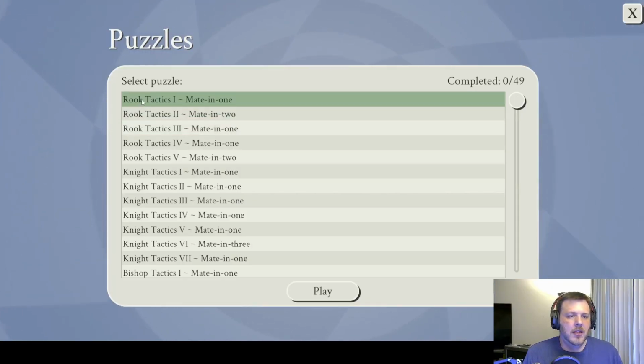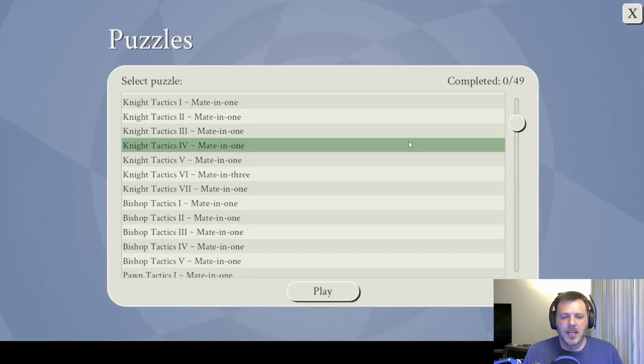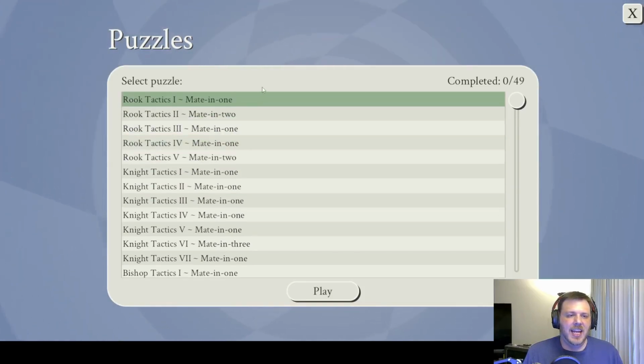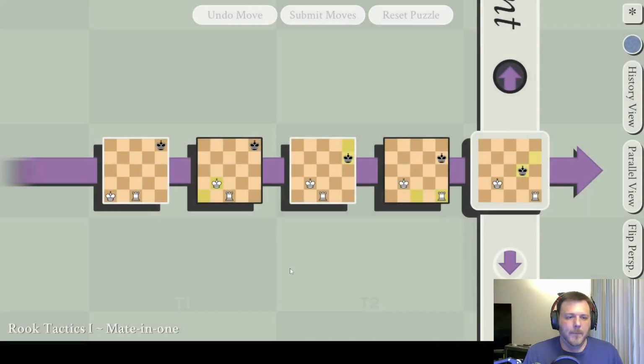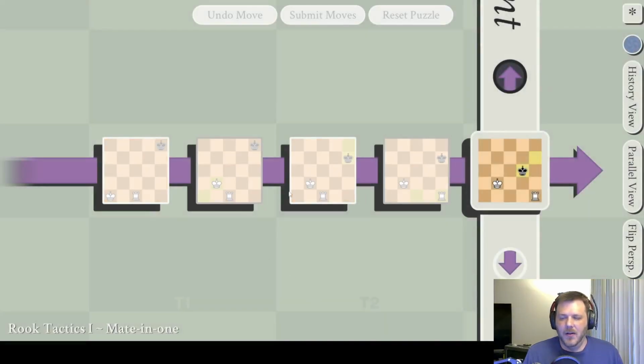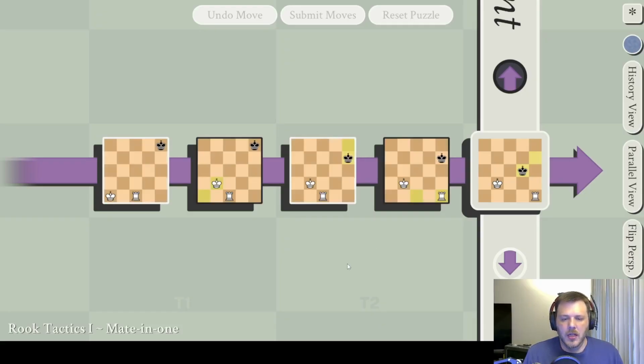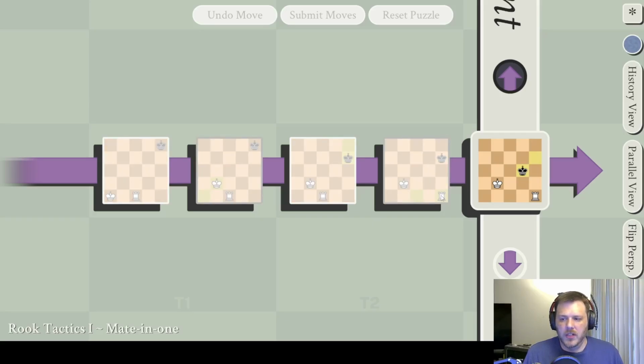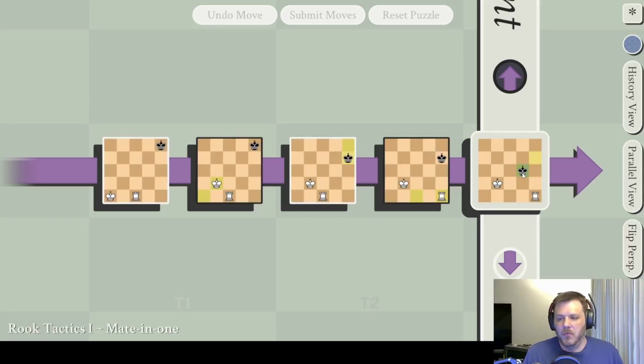Puzzles. So these puzzles, I think, are designed to teach the game, so let's try it out. Rook tactics, mate in 1. All right, so we started here. King moved up. King moved down. Rook moved over, check.